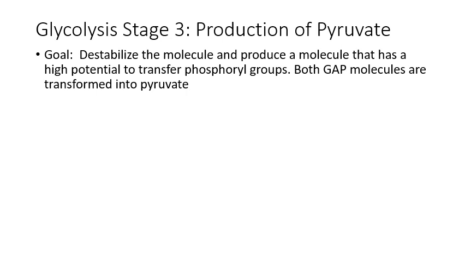Glycolysis stage 3, we finally are going to finish the production of pyruvate. Goals in this stage are to destabilize the molecule and produce a molecule that has a high potential to transfer phosphoryl groups. Both GAP molecules that we just produced are transformed into pyruvate in the next 5 steps.